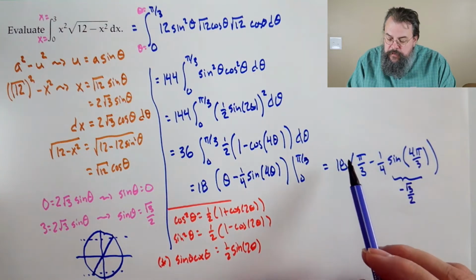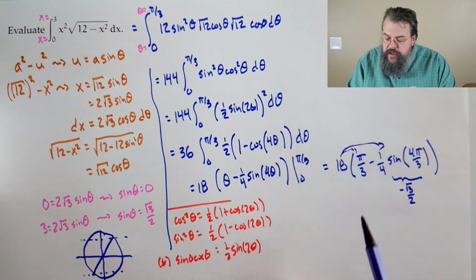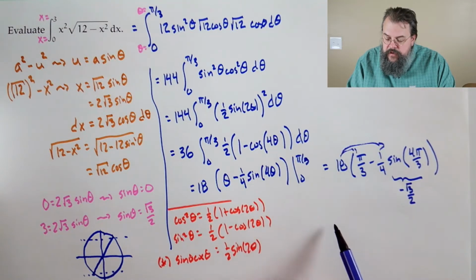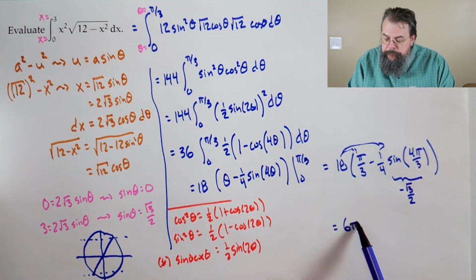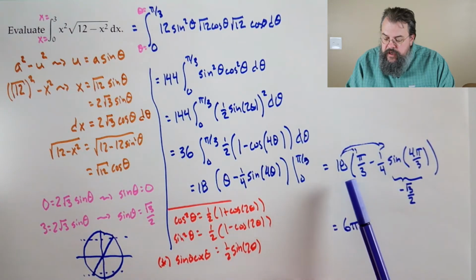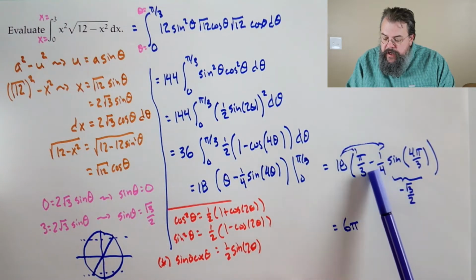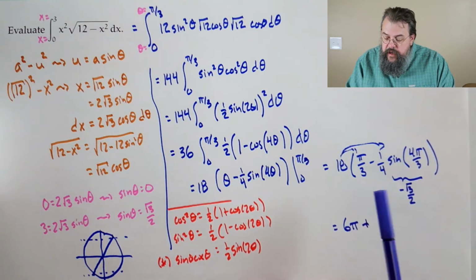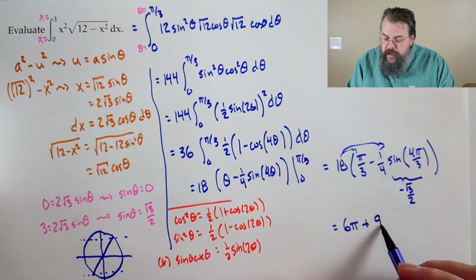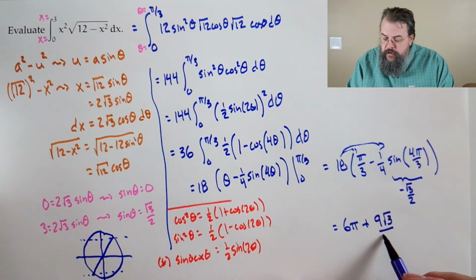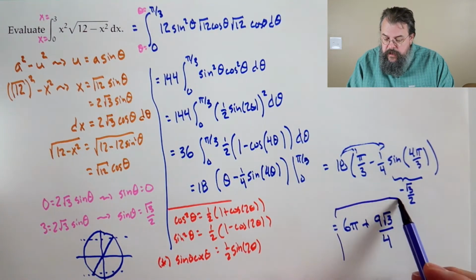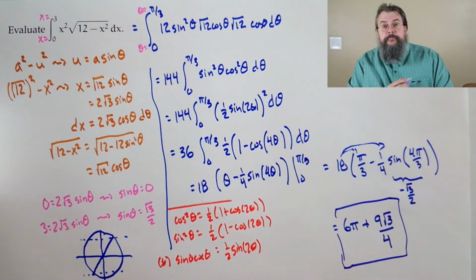So, all right, if we finish off by multiplying the 18 through, 18 divided by 3 would give us 6 pi. And then we have 18. Minus minus makes a plus. So there's a plus. We can cancel off a single 2. So we end up with 9 root 3 over 4. And that would be our answer.